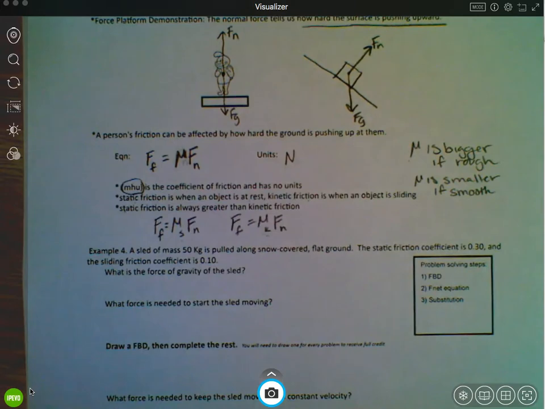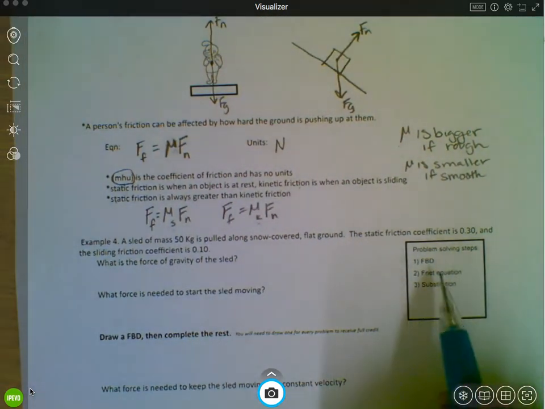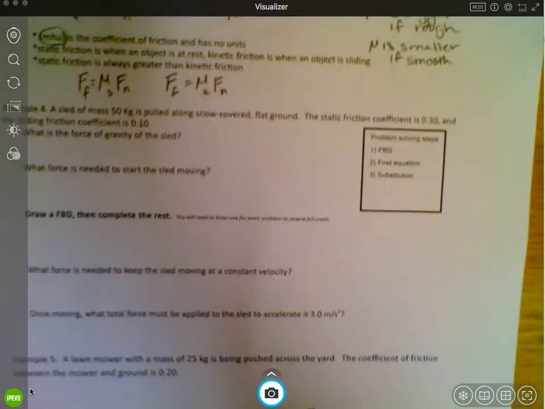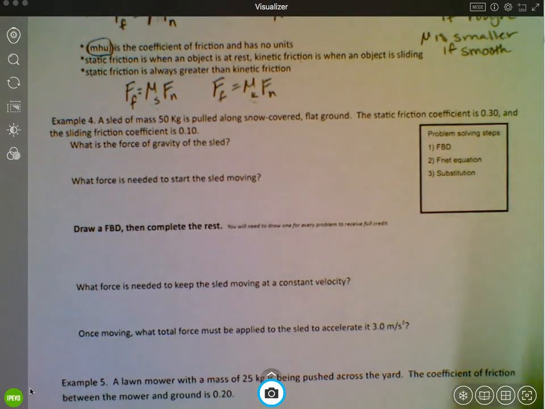All right, so let's go through some examples here. I put some problem solving steps on the side. First step is always a free body diagram. Second step is always an FNet equation, and the third step is always substitution into an equation. Okay, and we don't have that many equations, so it shouldn't be too difficult to decide.